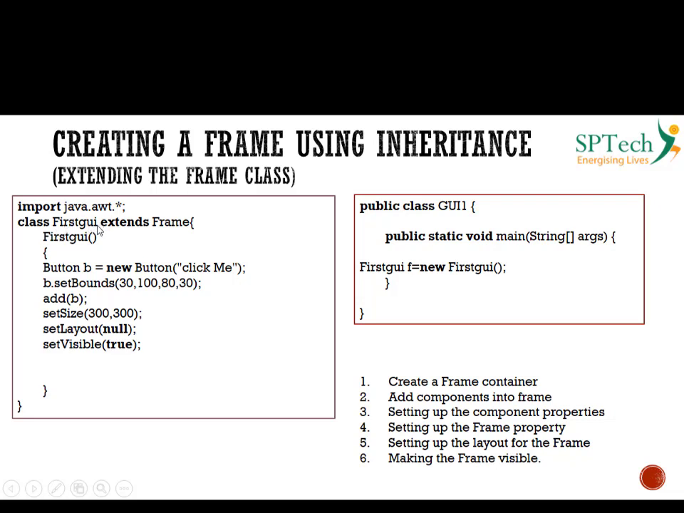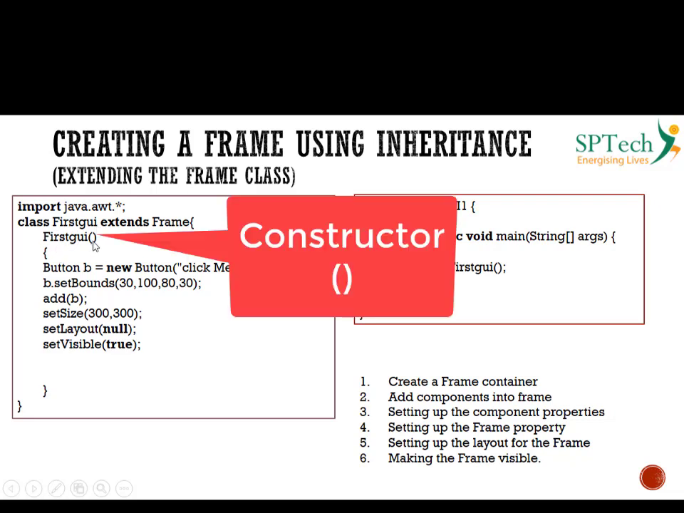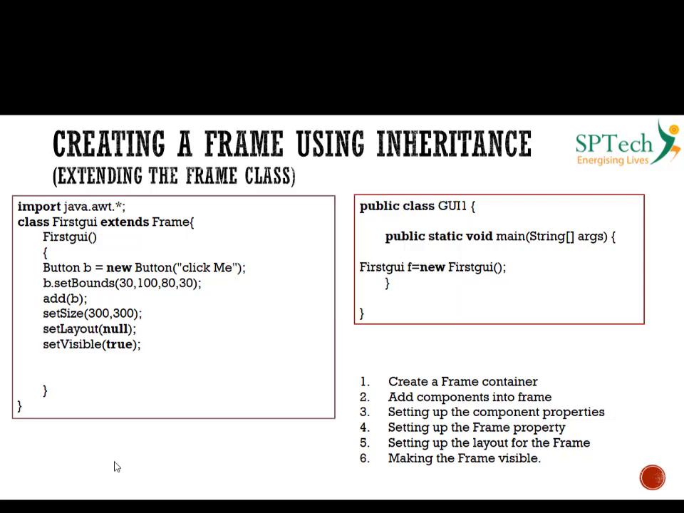Now what I am doing in the first GUI class is I am creating a constructor. So you know that a constructor is called as soon as an object is created, and the name of the constructor will be the name of the class. So that is why the name of the constructor method here is first GUI. Now I am supposed to create the objects for this particular frame.